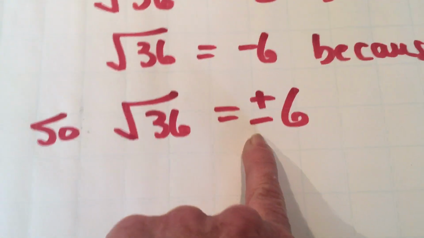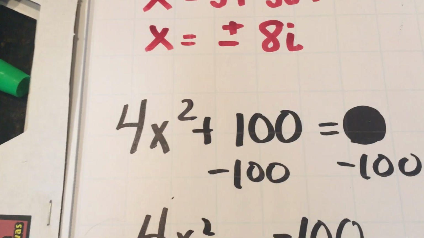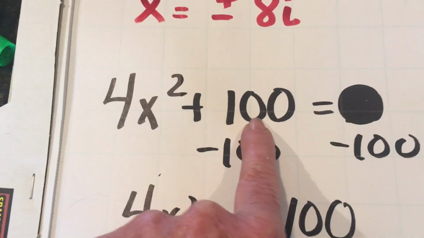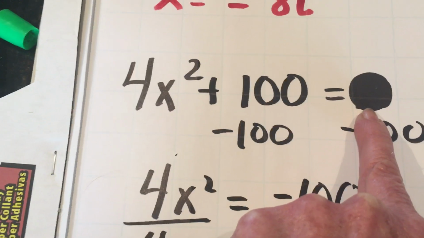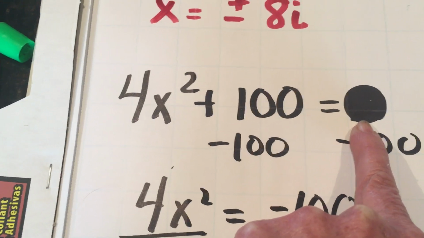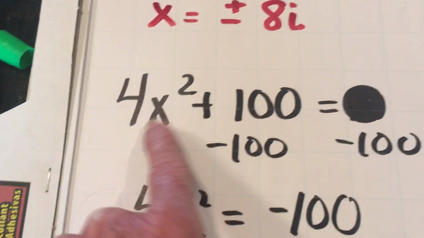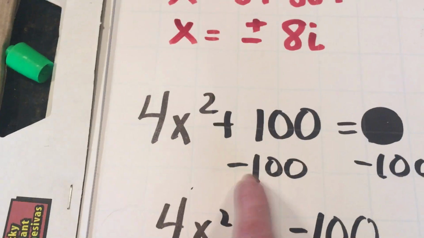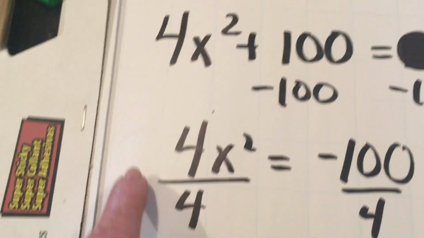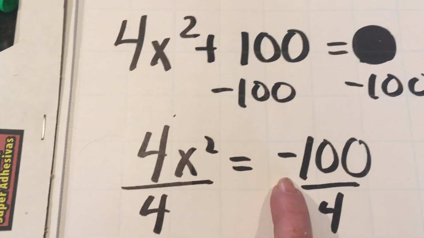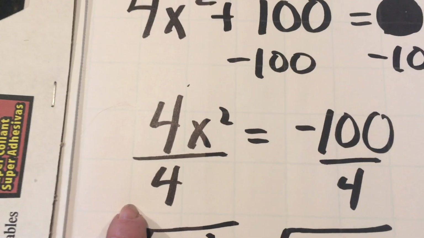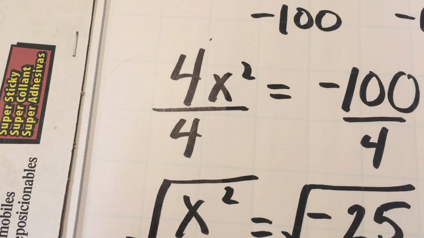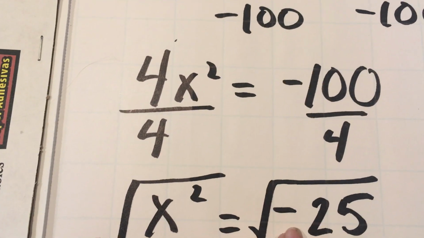Okay, so back to the second problem that we're solving. 4x squared plus 100 equals 0 doesn't factor. There is a greatest common factor you could have factored out first, but if you're going to solve it by the square root property, you don't have to do that. You can. We're going to subtract 100 from both sides, gives me 4x squared equals -100. Divide both sides by 4 to get x squared equals -25.